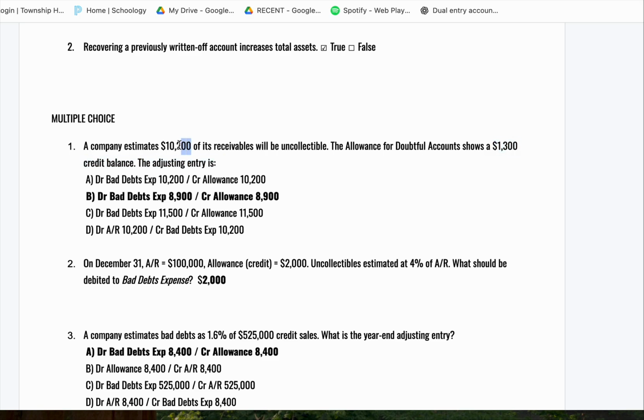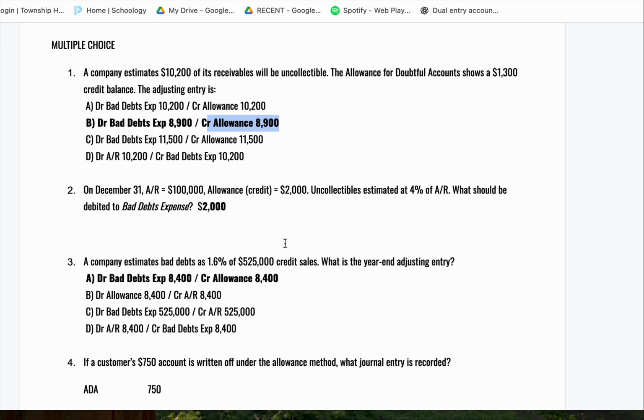And so because we only have to get to 10,200 and we start at $1,300, we just have to account for the difference between those two. And the journal entry, that adjusting journal entry, is a debit to bad debts expense for $8,900, and then a credit to allowance for doubtful accounts for $8,900. Number 2, similar question, just different format.